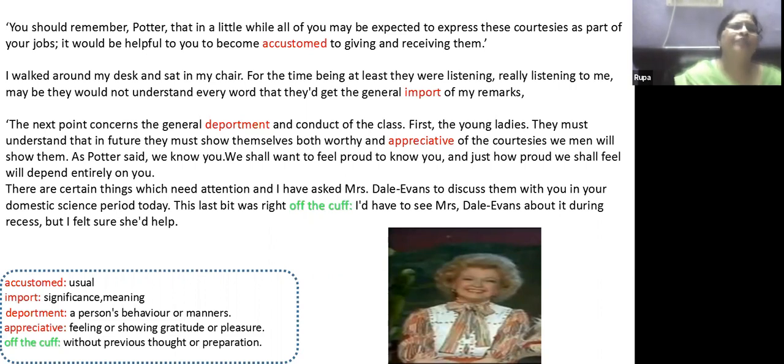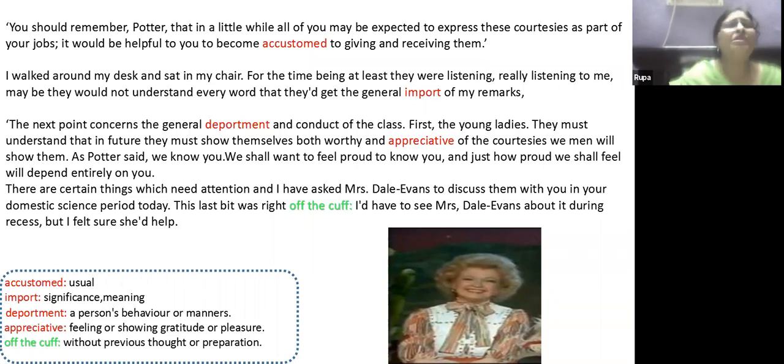And next, the next point concerns the general deportment and conduct of the class. First, the young ladies. Now, he shifted his topic. Now, he's talking more about deportment. Again, he's emphasizing the behavior. Deportment means a person's behavior or manners. So here he's talking about the behavior of the class, the manners that are to be followed, the way they have to behave. And he's referring first to the young ladies in the class.